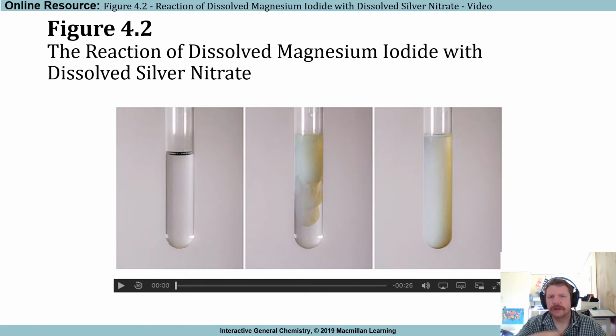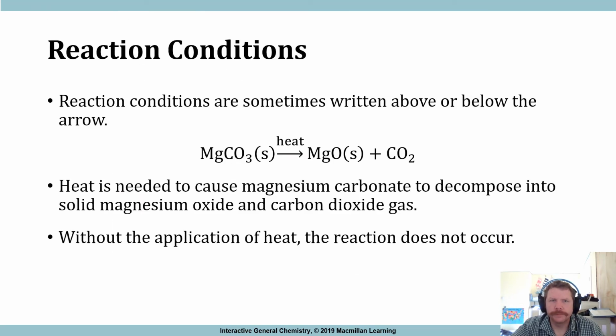So what we have is kind of this progression. The magnesium iodide and silver nitrate are mixed together, and each of those are going to be this clear solution right here. But when combined, you see this white powder form, and that is your solid. That's our, I believe, silver iodide was our precipitate that we were forming there.